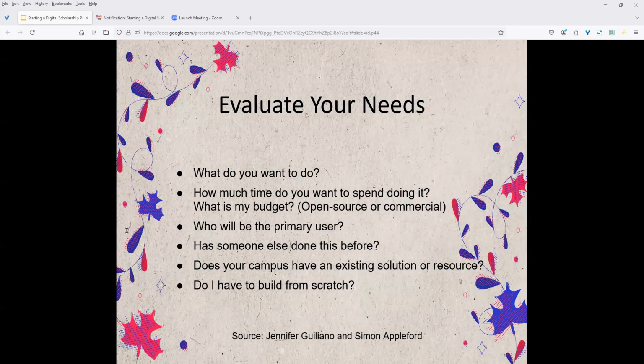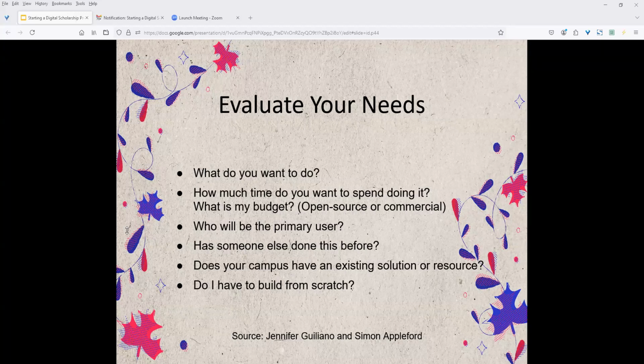All right, so you want to evaluate your needs. What do you want to do? How much time do you want to spend doing it? What is my budget? Are these software packages open source or commercial? Who will be the primary user? It may not be you, may not be your project manager, maybe one of your other colleagues working on this. Has someone else done this before? Then you can reach out to them and say, hey, what software did you use? Oh, you did use that? Okay, I'm going to go with that. So there are different ways you can evaluate your needs.